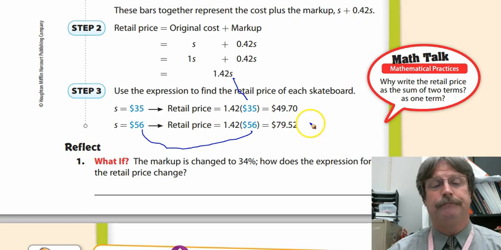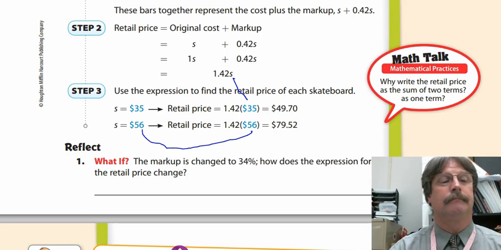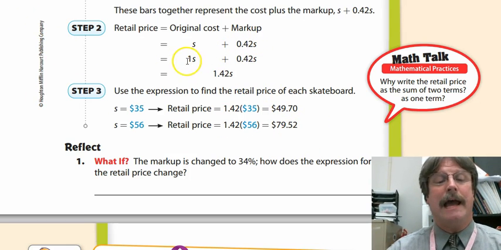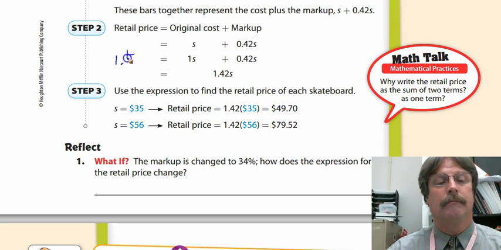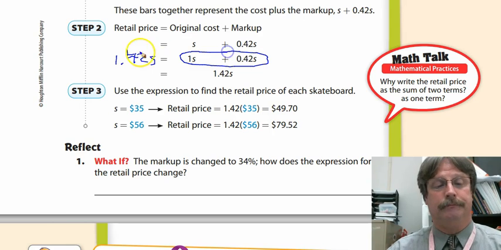When they ask you to write two expressions, what they're talking about is two different ways that you can come up with. If I take these two and put them side by side, 1S plus 0.42S equals 1.42S. So this is one expression, and this is the second expression. This is the original cost plus the markup, and this is the way to get the total retail price.